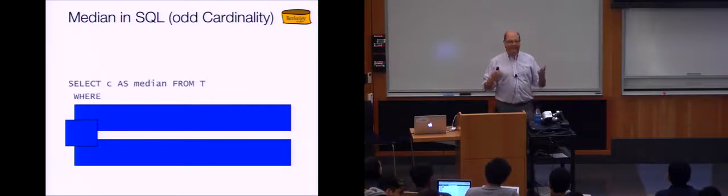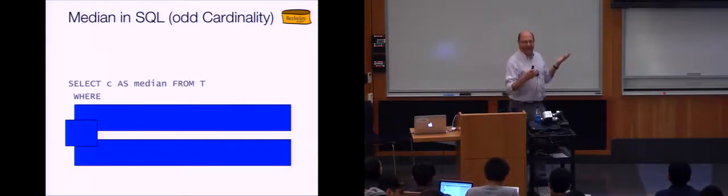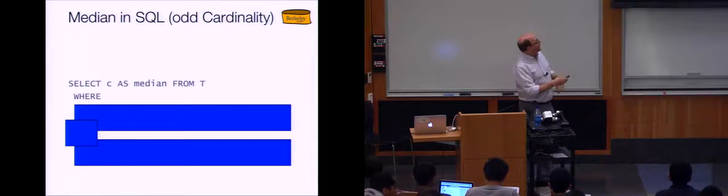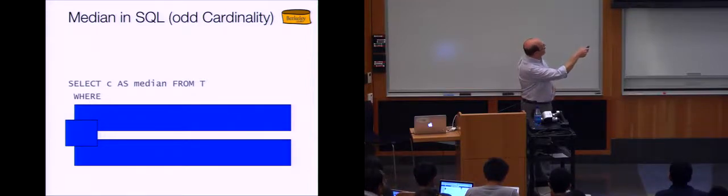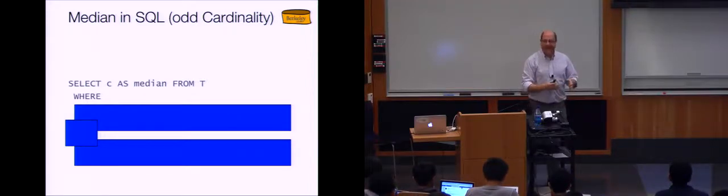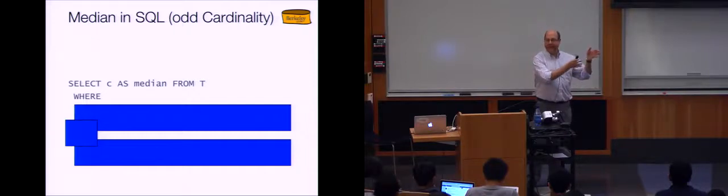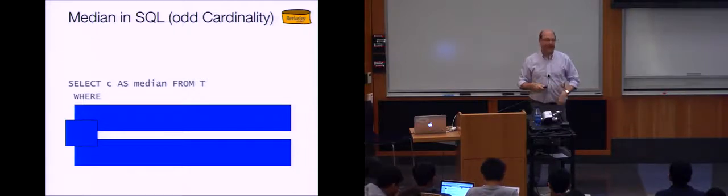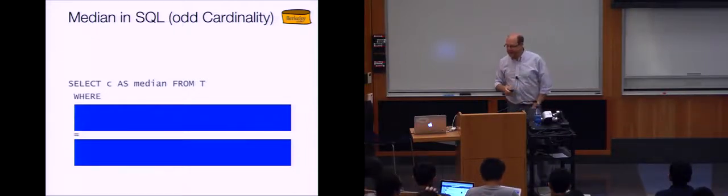Exactly. This is why SQL is so great, right? Because it's exactly that. You want to find the value of C in this relation T that's got exactly the same number of things that are bigger than it as it has of things that are smaller than it, right? So how do you write that in SQL?